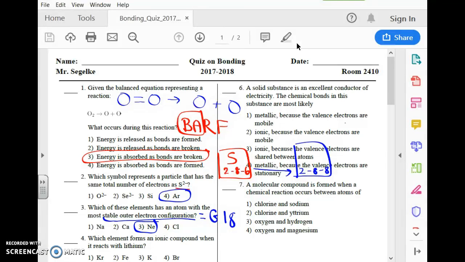Number 4, which element forms an ionic compound when it reacts with lithium? Well, first of all, what does it mean to be ionic? It means you have a metal plus a non-metal. They've given you lithium, which is the metal, so that means they're asking you which of the following is a non-metal. Bromine is a non-metal. Careful, Kr is also to the right of the staircase. Remember, that's group 18, an unreactive element, therefore we do not consider it either a metal or a non-metal.